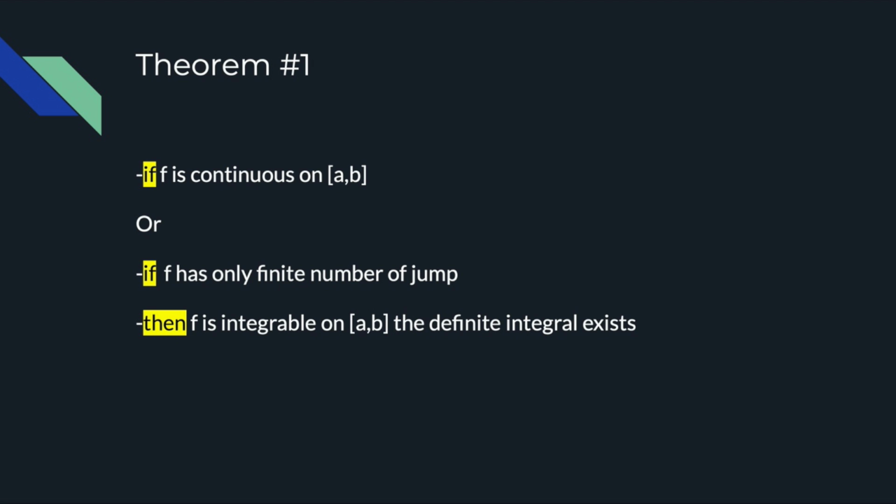The next thing we'll be talking about is one of the two theorems. This theorem discusses that we have defined the definite integral for an integrable function, but not all functions are integrable. The following theorem shows that the most commonly occurring functions are in fact integrable. And this theorem says that if f is continuous on a and b, or if f has only a finite number of jump discontinuities, then f is integrable on a and b. That is the definite integral.